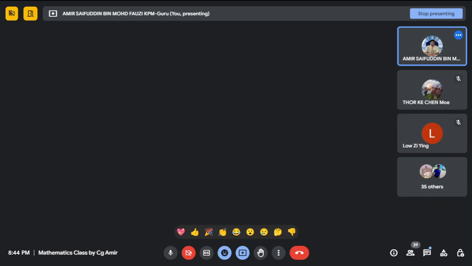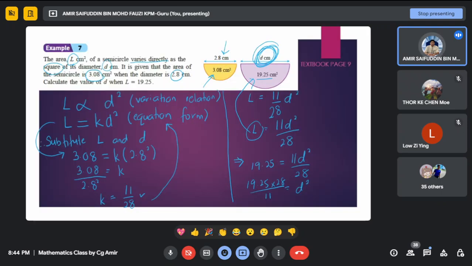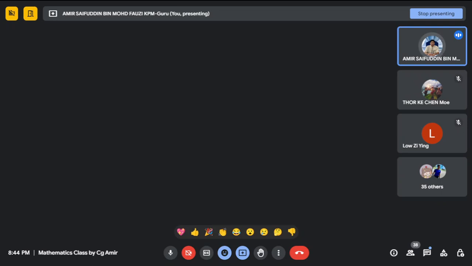Use your calculator and we have D square is equal to 49. D square means D power of 2. And D power of 2, we only want D only. Then the square moves to the right side, we have a square root of 49. D now is 7 cm. So this is the answer for D. The value for D is 7 cm.